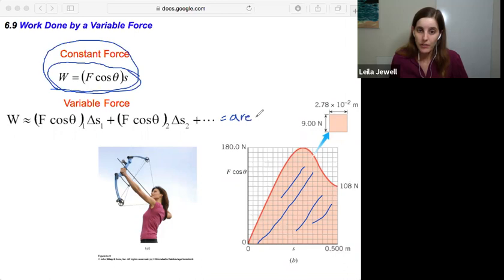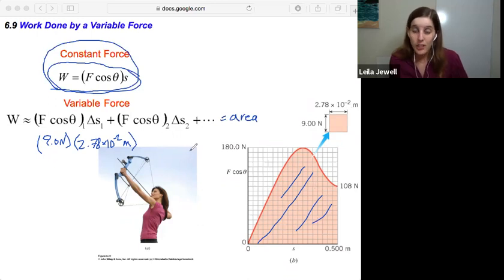So what that involves is counting boxes that are under this curve and noting that each box has these dimensions of 9.0 newtons times 2.78 times 10 to the minus 2 meters. So we plug that in here, right? 9.0 newtons times this displacement of 2.78 times 10 to the minus 2 meters. And then as long as each box is the same size, we can just multiply that by the number of boxes.